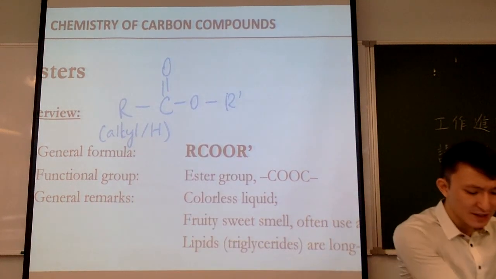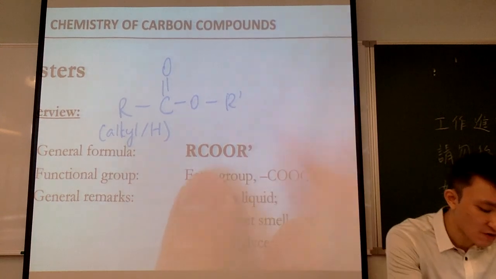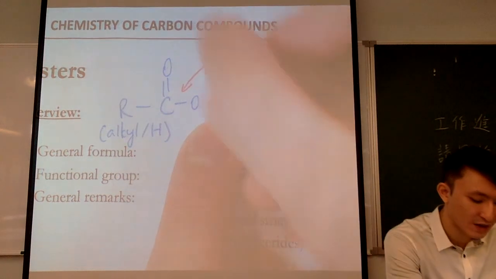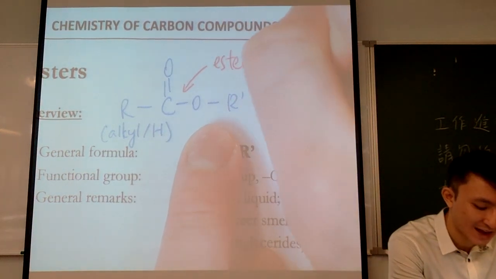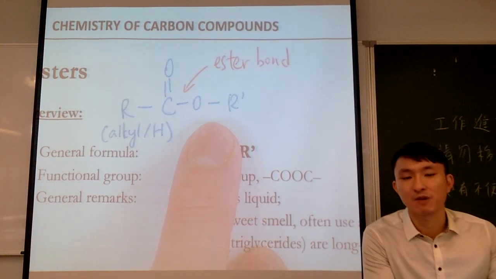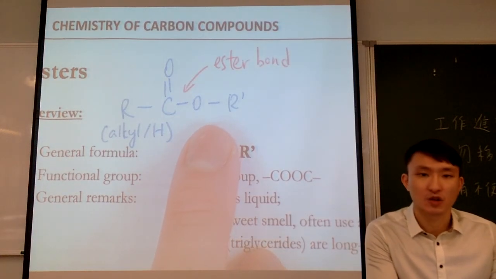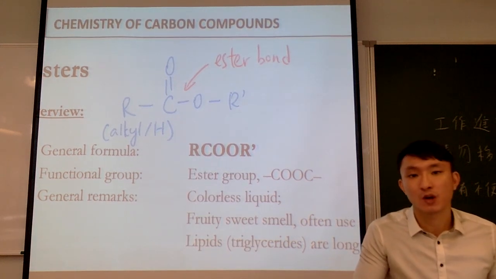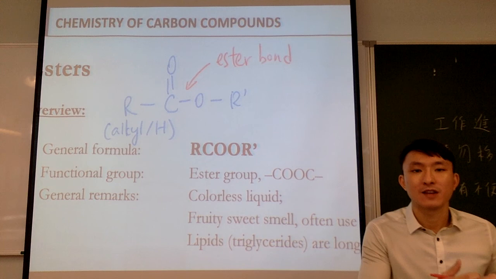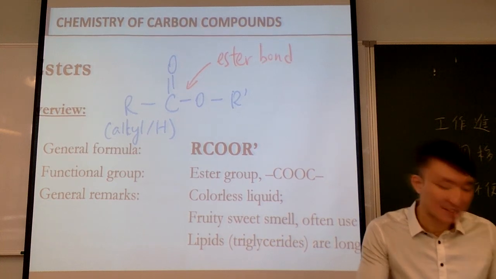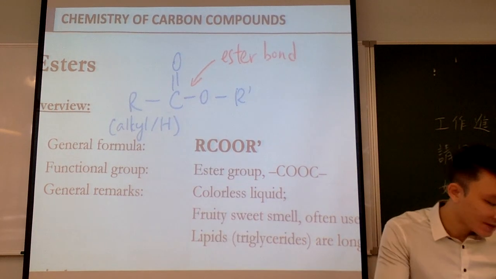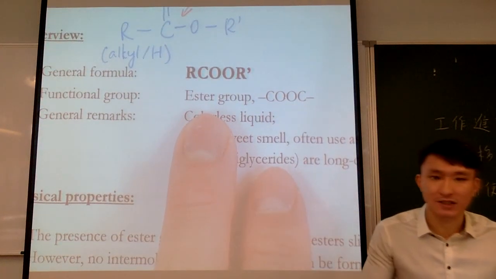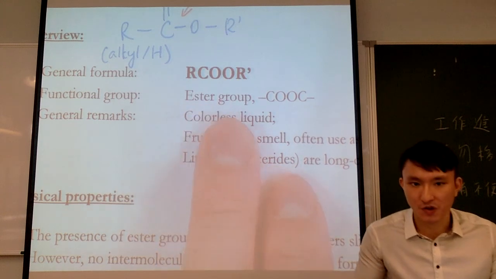Now, I also want you to focus on this one. This particular C-O bond, we call this the ester bond. It is very important for you to be able to locate the ester bond, because later on when we talk about the reaction, it all takes place at the ester bond. Now, let's have a look at the functional group. The name of the functional group is called the ester group.